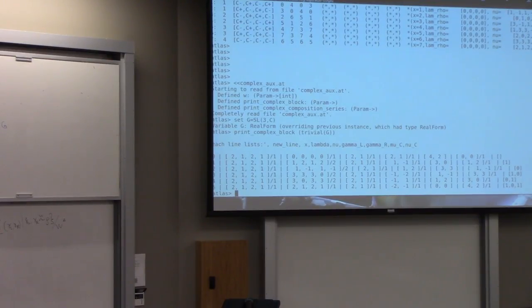So this is A2. The volume has 6 elements, and a new line. That's entertaining. How'd that get in there? Pardon me? There is a new line, yes.